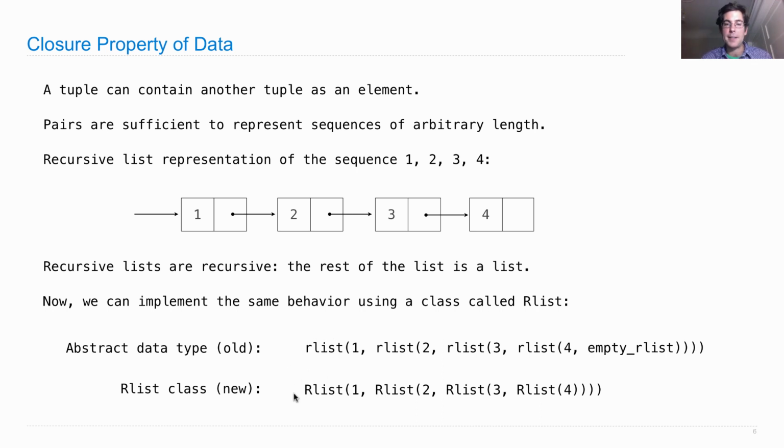So this class RList will take the first element of the list and then the rest of the list as its second argument. And the rest of the list is 2, and then the rest of the list is 3, and then the rest of this list is an RList which just contains 4. So when we have a one element RList, we just write that one element, and it's implied that the empty list is the rest of that list.